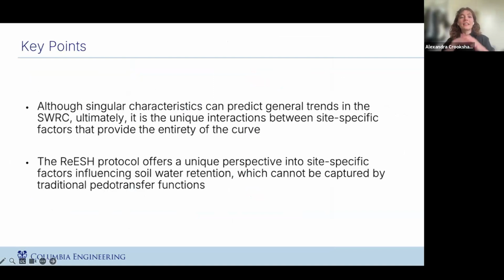And so that brings us to the key points of that first section. Although singular characteristics can predict general trends in the soil water retention curve, i.e. sandy sites might look like sandy sites, ultimately it is the unique interactions between site-specific factors that provide the entirety of that curve, emphasizing the importance of this project. And the second one being the Reich protocol offers a unique perspective into site-specific factors influencing soil water retention, influencing how the curve might look with depth, and so on. And these cannot be captured by the traditional pedotransfer functions.